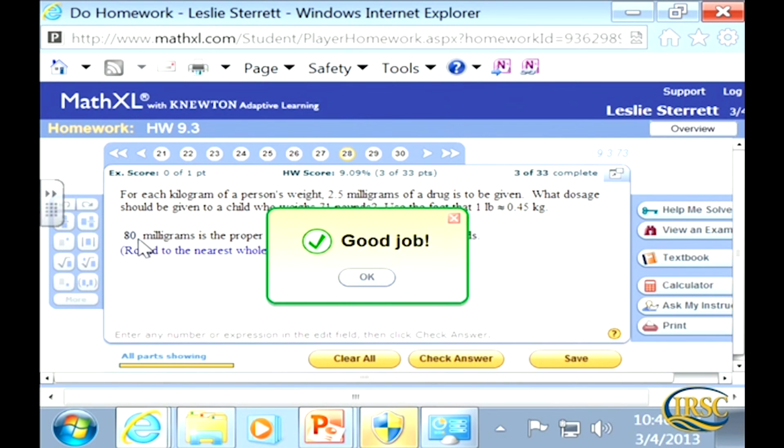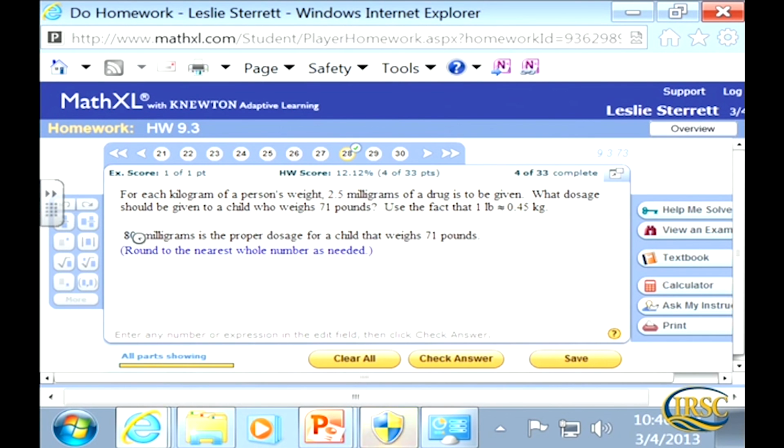Good job. All right, so you're going to have a couple application problems like that where you need to do your conversions a little differently. So your homework then is 9.2 and 9.3.